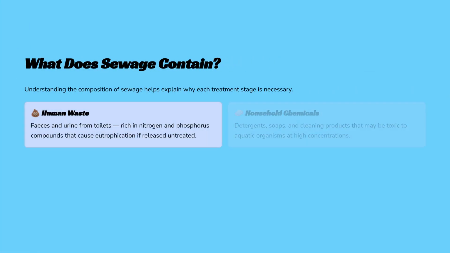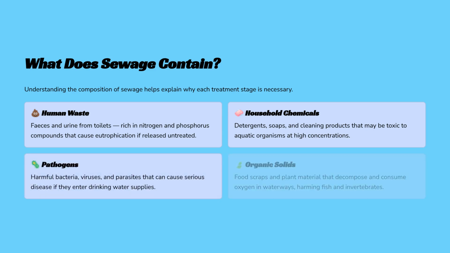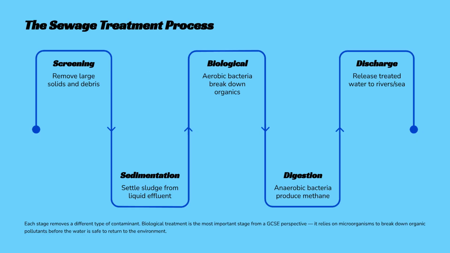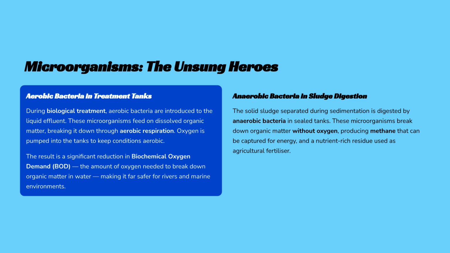Sewage contains human waste, household chemicals, pathogens, and organic solids. Understanding these components is essential to see why each treatment stage is vital for protecting public health and preventing environmental harm. The treatment process involves screening to remove debris, sedimentation to settle sludge, and biological treatment where microorganisms break down organics. Finally, the effluent is discharged, ensuring the water is safe for the environment.